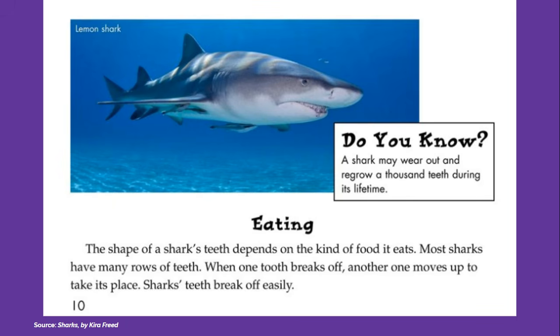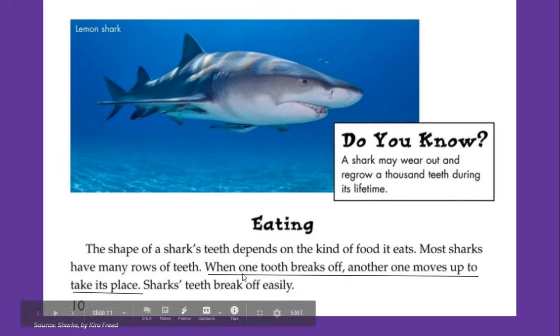Remember, you're looking for a sentence that has an independent clause and a dependent clause, and then there will be a conjunction. If you said this sentence, you are correct. When one tooth breaks off, another one moves up to take its place. Here's our dependent clause, when one tooth breaks off. There's a comma that follows our dependent clause, and then our independent clause. Another one moves up to take its place.